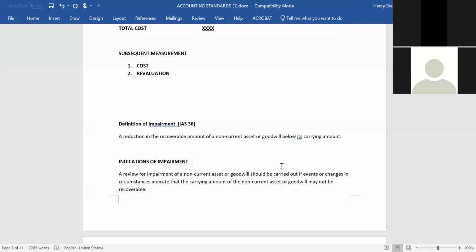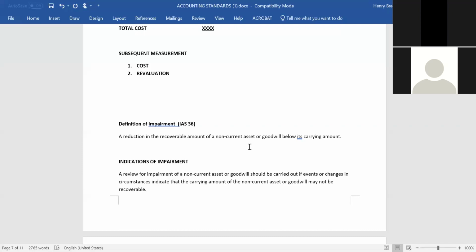But the standard says that annually, whether there has been impairment or no impairment, the accountant tests for impairment and the auditor checks for impairment. So impairment is a reduction in the recoverable amount of a non-current asset or goodwill below its carrying amount. In the case of goodwill, we said when we were looking at IAS 38, intangible assets, that we do not amortize goodwill, but we can test goodwill for impairment, and goodwill is supposed to be impaired.